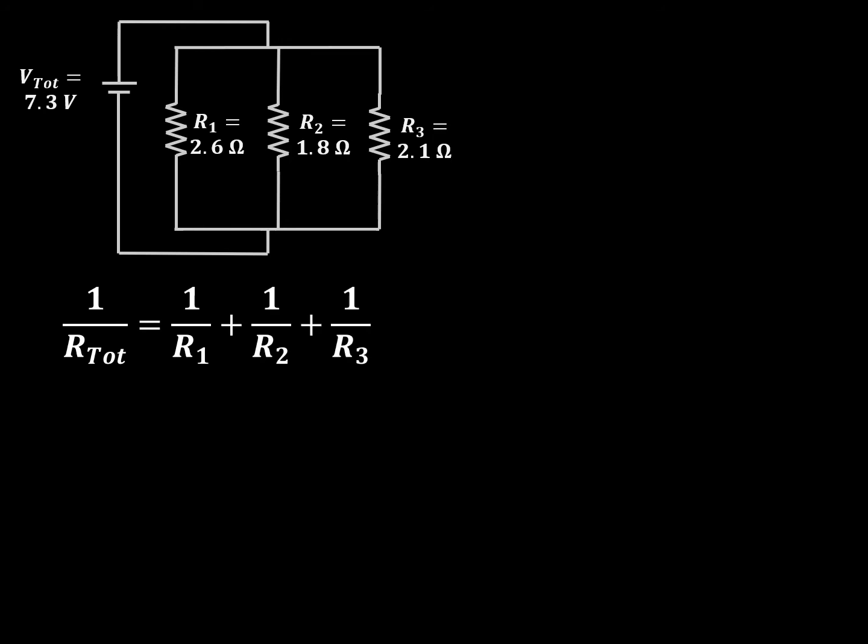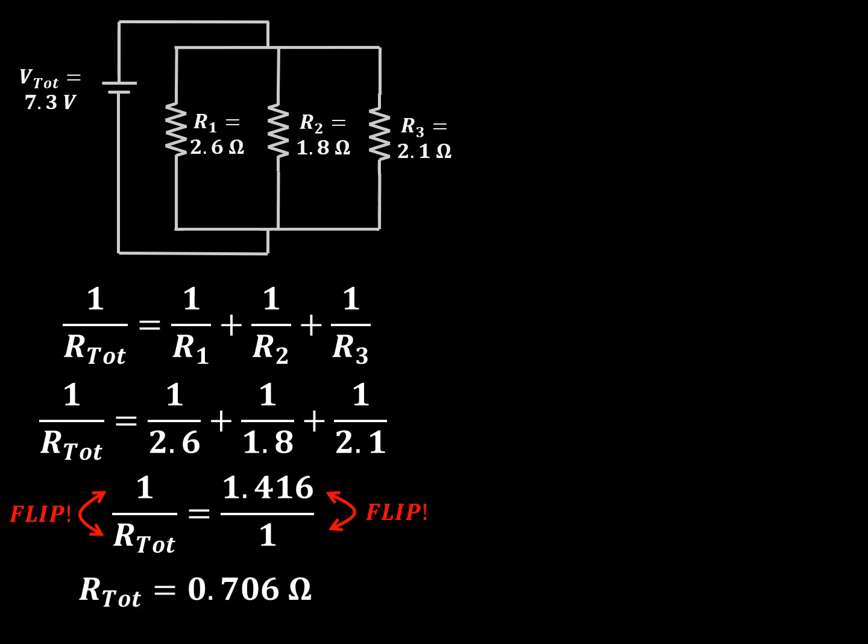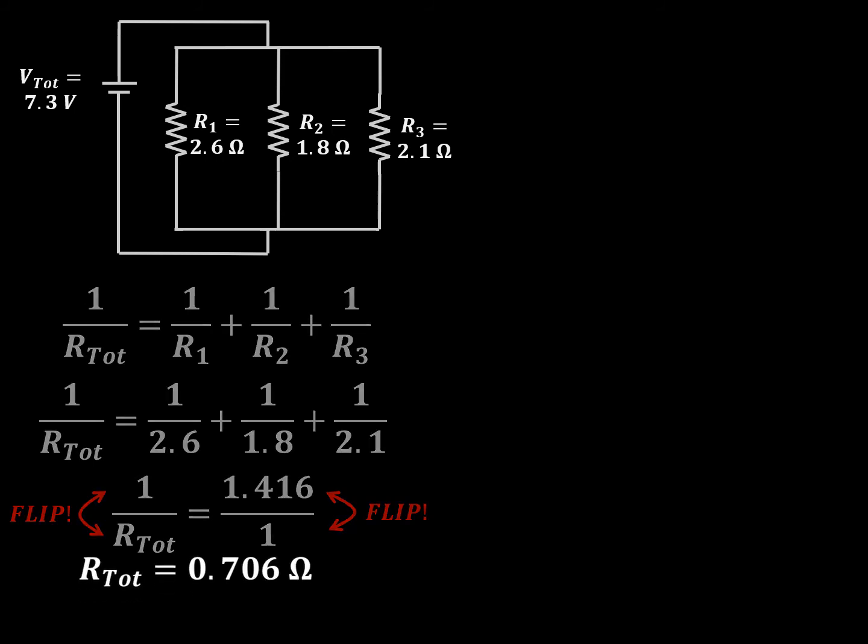Well, in order to find the resistance, we take 1 over the total resistance equals 1 over resistor 1 plus 1 over resistor 2 plus 1 over resistor 3. That's going to be 1 over 2.6 plus 1 over 1.8 plus 1 over 2.1. That gives us a total of 1.416. But something to keep in mind here is that equaled 1 over the total resistance. So in order to find the total resistance, I have to take the reciprocal of both sides. So I have to take 1 over 1.416, and that gives me a total resistance of 0.706 ohms.